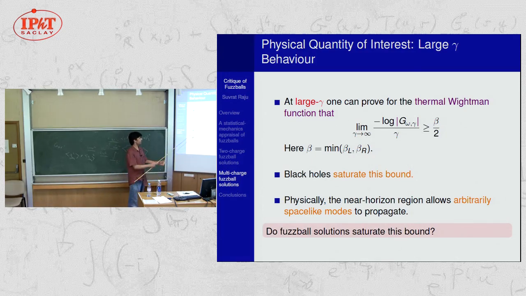This is a speciality of black holes. It's like the chaos bound, if you like. It's simpler to calculate, and the question is whether fuzzball solutions saturate this bound.